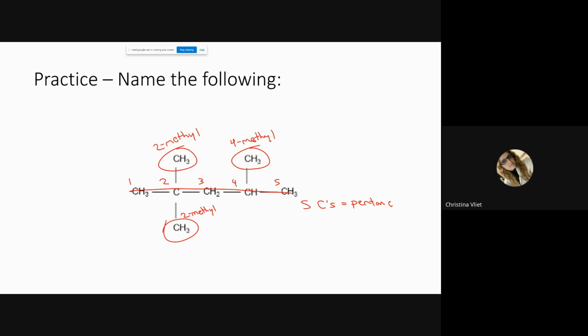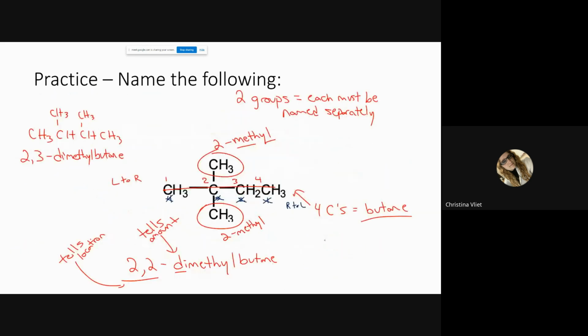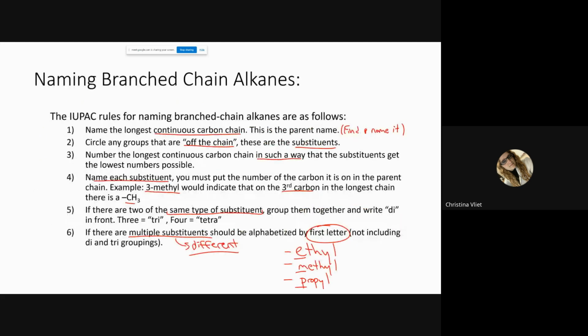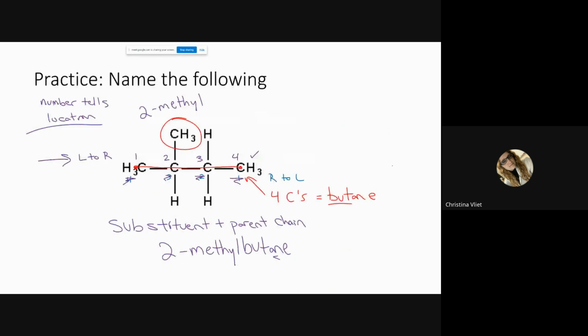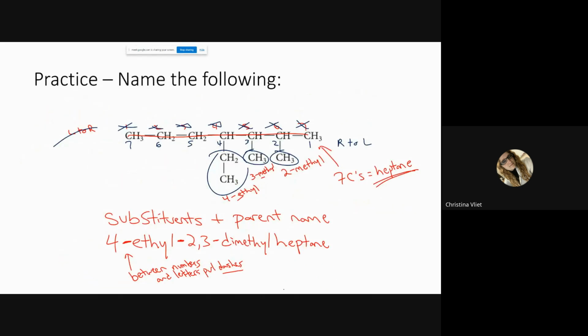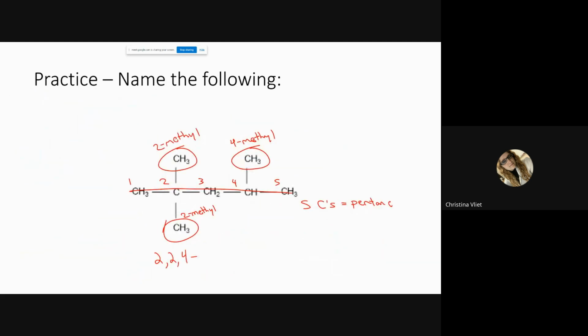So how would it go? 2, 2, 4. Dimethyl? 2, 2, 4, because there's 3 that are the same type. Tri. If you have 3 that are the same, go back to the last rule over here: if you've got 3 of the same type, we say tri. It would go 2, 2, 4-trimethyl, and this is pentane.